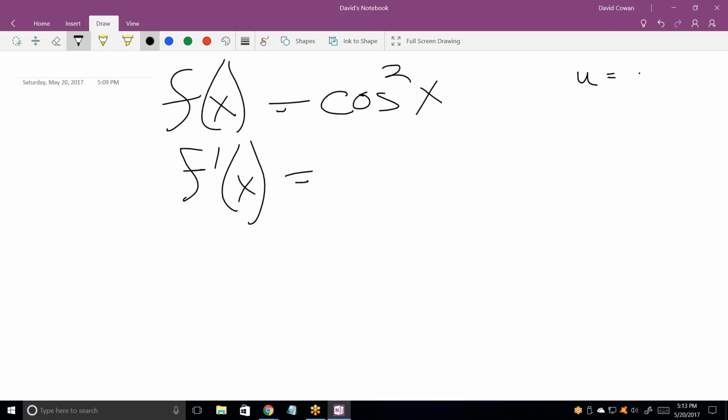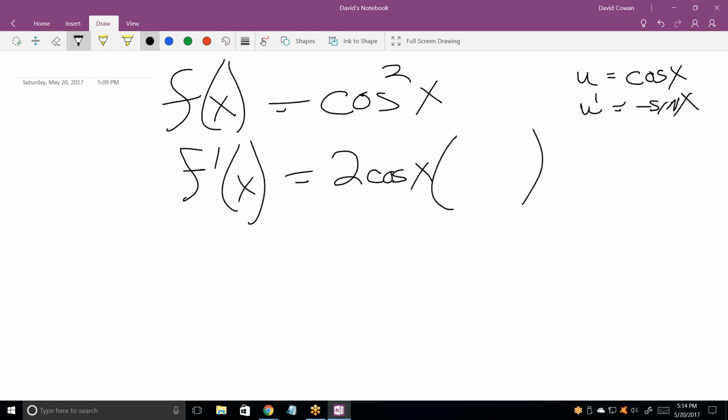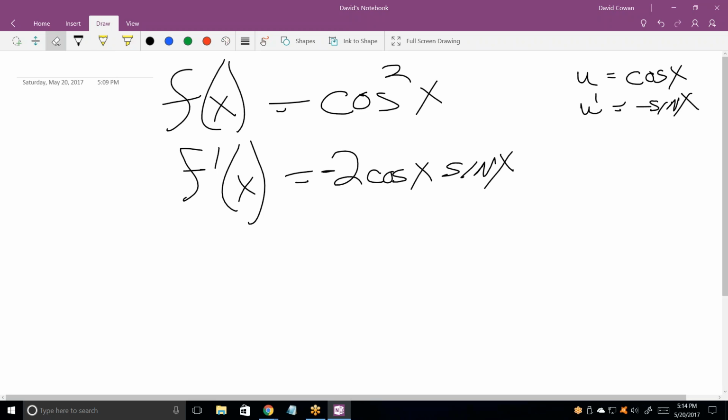Cosine of x. Yeah. And whenever you know what the inside is, well, what's u prime? Negative sine of x. Okay. So now, let's go back. I know what the derivative of the inside is. So let's start by the derivative of the outside. So would that be 2 cosine of x? Yes. In other words, it's u squared, which means 2u. Now what's the derivative of the inside? Negative sine of x. And I'm going to put that negative sign there. Okay, so there's our first derivative.